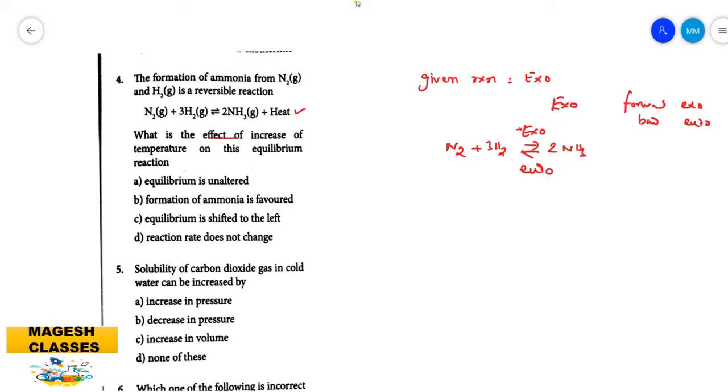Here the effect is increase of temperature. As temperature increases, what happens? The endothermic reaction is favoured, that is, the backward reaction is favoured. Backward reaction only is endo. So the equilibrium is shifted to the left. This is the answer.